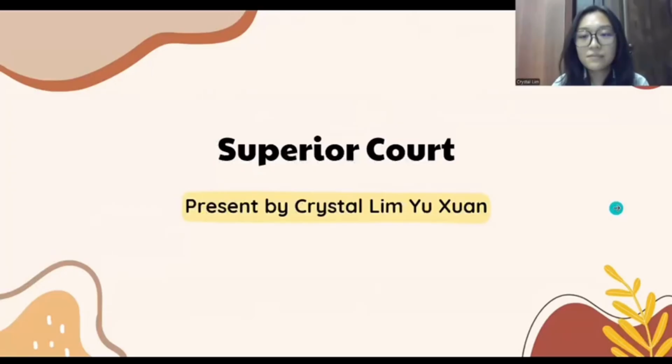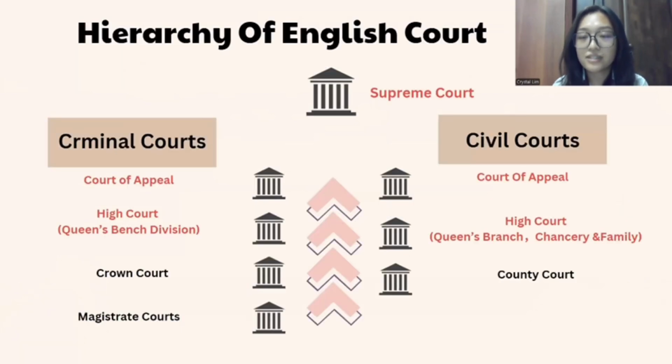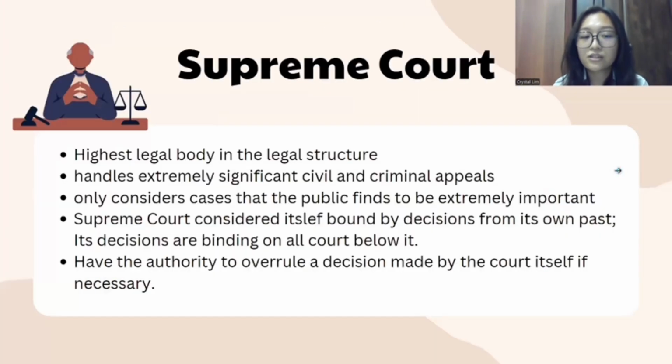Thank you. My name is Crystal, and now I'm going to present the role of Superior Courts in developing precedents. The hierarchy of English courts is divided into two divisions, which are the Civil Division and Criminal Division. The Superior Courts are the higher courts in the hierarchy, which include the Supreme Court, the Court of Appeal, and the High Court. First of all, the Supreme Court is the highest legal body in the legal structure.